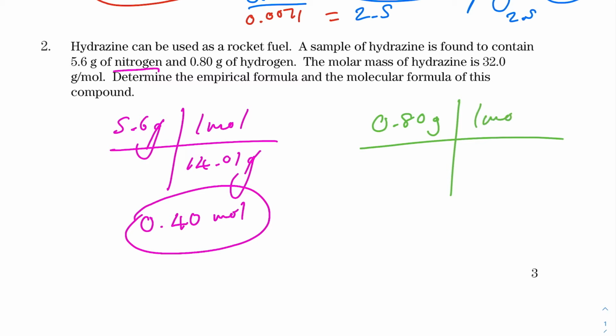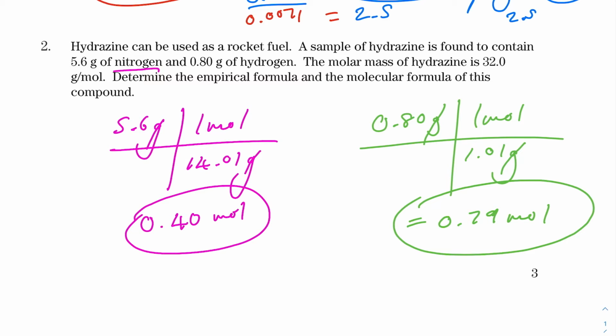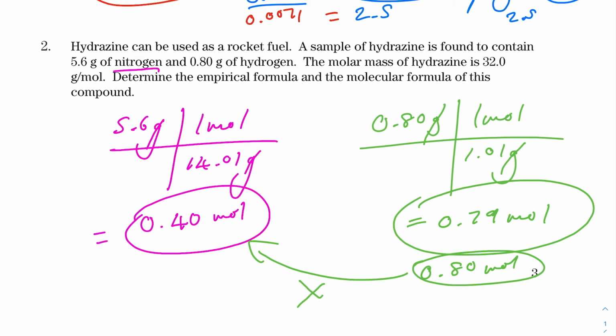We're going to take 1 mole. Hydrogen, by now you should know it's 1.008. I'm just going to round it to 1.01 grams. Grams cancel. So 0.79 compared with 0.4. If we think of that 0.79 as 0.8, the mole ratio is obvious. It's a 2 to 1. 0.8 is 2 times as much as 0.4.